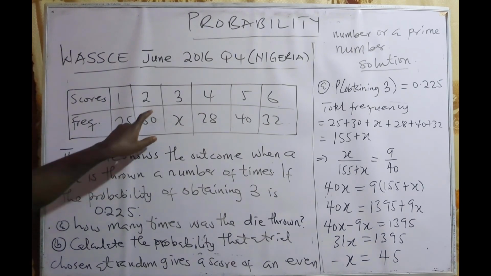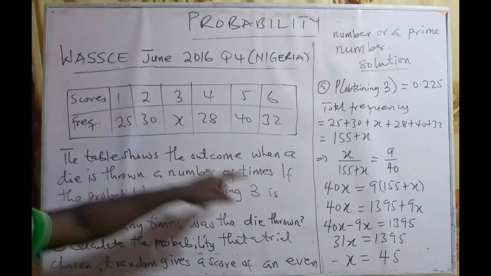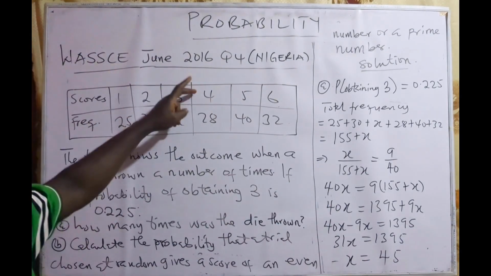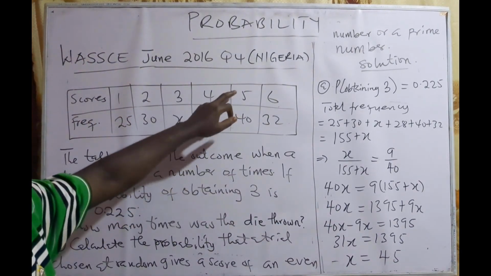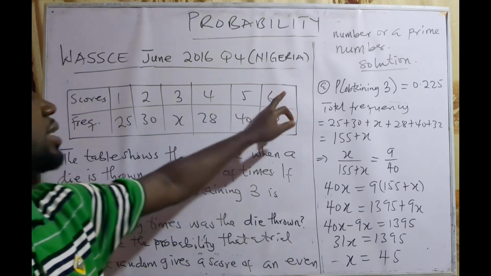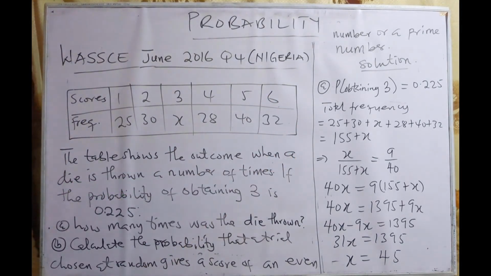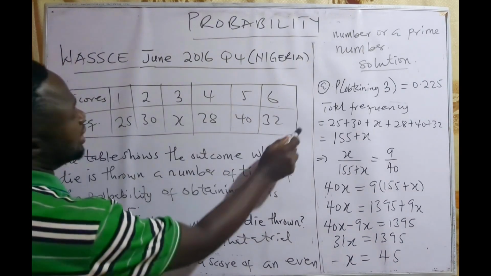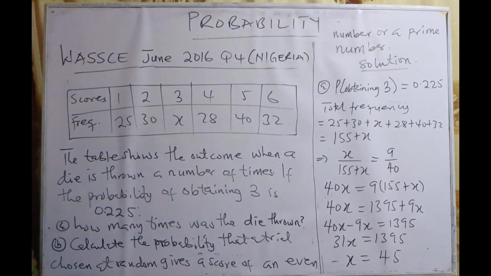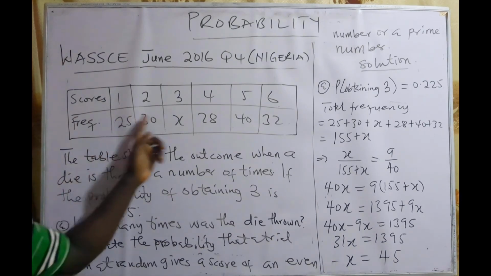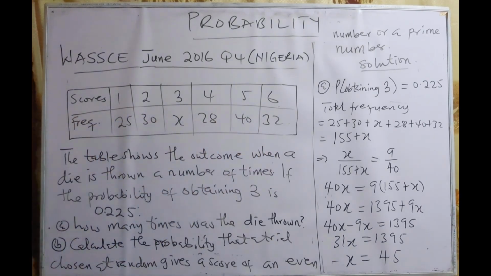2 showed up 30 times, 3 showed up x times, which is now 45. 4 showed up 28 times, 5 showed up 40 times, and 6 showed up 32 times. So if the question is asking how many times the die was thrown, then that corresponds to what? The total frequency. Because the total frequency gives us the number of times the die was thrown.